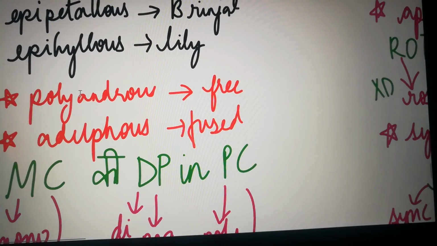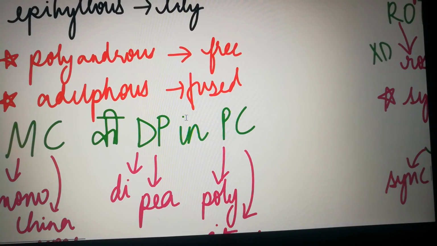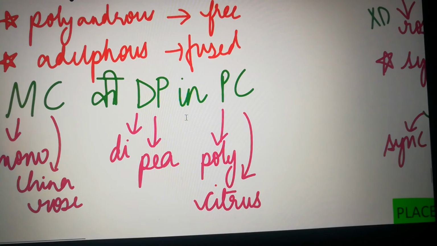Now when the androecium are free, they are said to be polyandrous, and when they are fused, they are adelphous. Now, to remember the monoadelphous, diadelphous, and polyadelphous conditions, we have one sentence, that is MCP in PC. PC is nothing but personal computer, DP is for display picture, and MC, you can just remember it as it is.